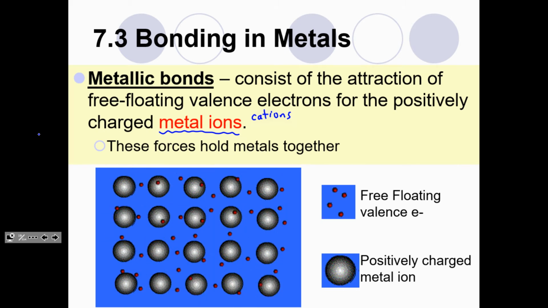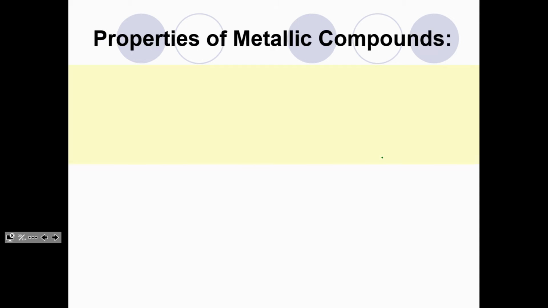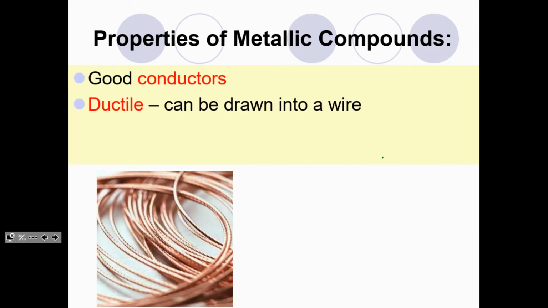So here's another image, and if we were to draw a picture or add something, we would see that these were all positively charged cations. And the red would be the freely floating valence electrons. So, because we have freely floating electrons, this makes metals a good conductor of electricity. Also a good conductor of heat. The heat and the electricity can pass freely through the nuclei of different metal ions.